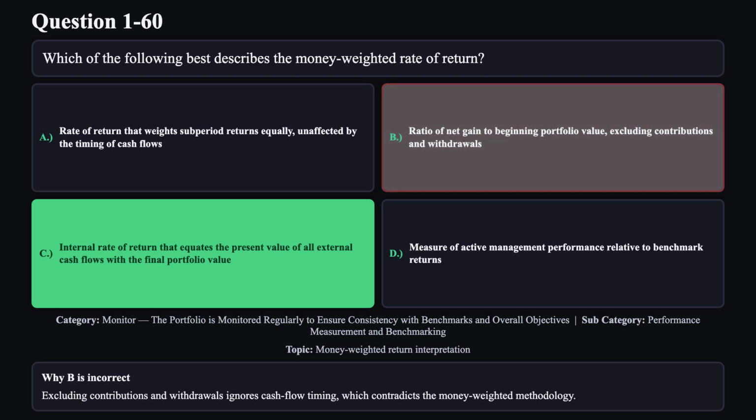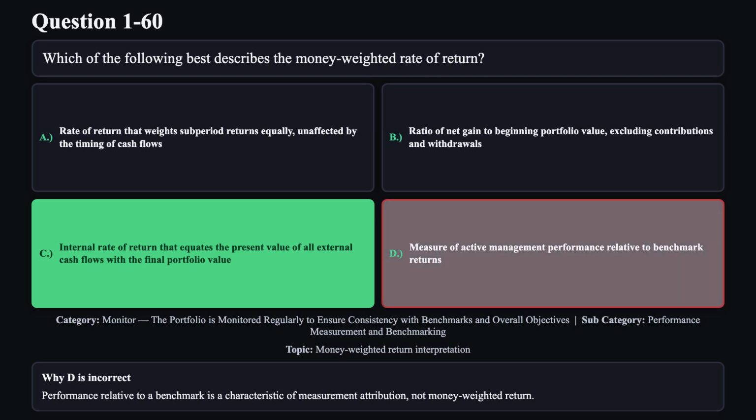Reason B is not correct. Excluding contributions and withdrawals ignores cash flow timing, which contradicts the money-weighted methodology. Reason D is not correct. Performance relative to a benchmark is a characteristic of measurement attribution, not money-weighted return.